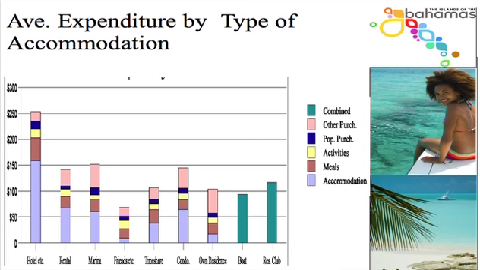People who have their own residence or are staying with friends and relatives tend to come here a lot more than people who are coming to stay in hotels. So you can see from this that the proportion changes, and that as you get into residence and condos, those other purchases become more important than if you're staying in a hotel.